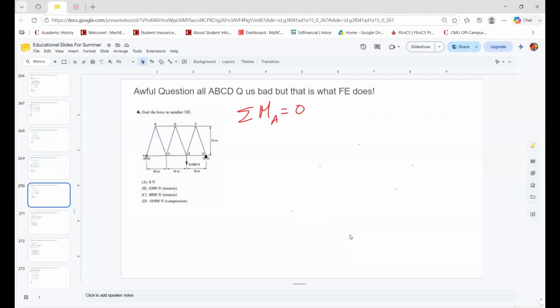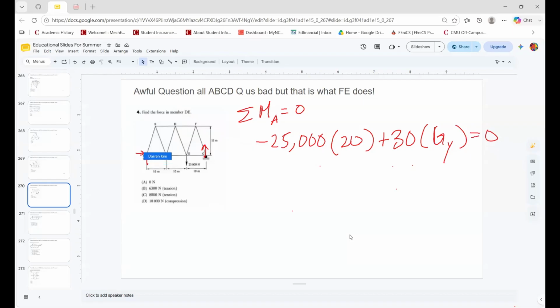We know that 25000 multiplied by 20 is a negative direction. We're using the right hand rule always, and then we're doing this direction as positive. So plus 30 multiplied by GY equals 0. And I don't think there's any other case over here.